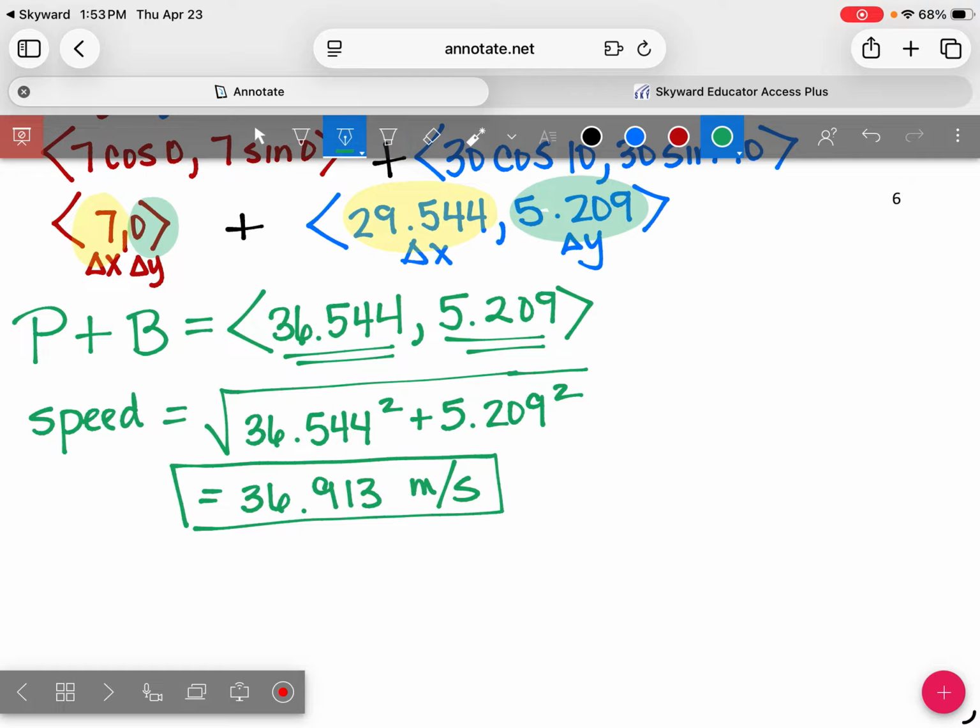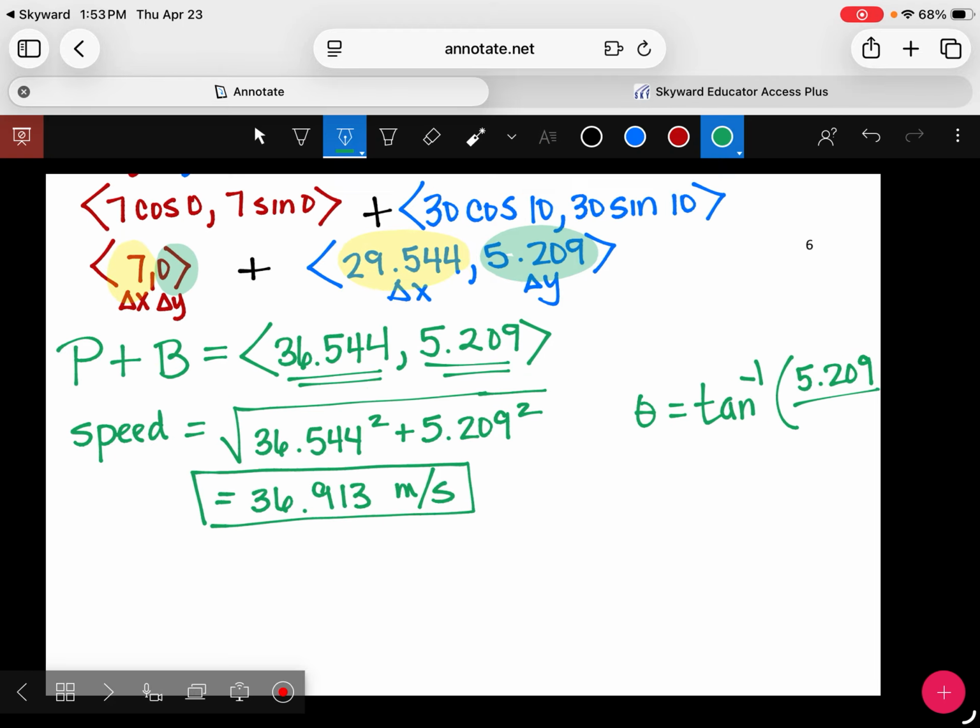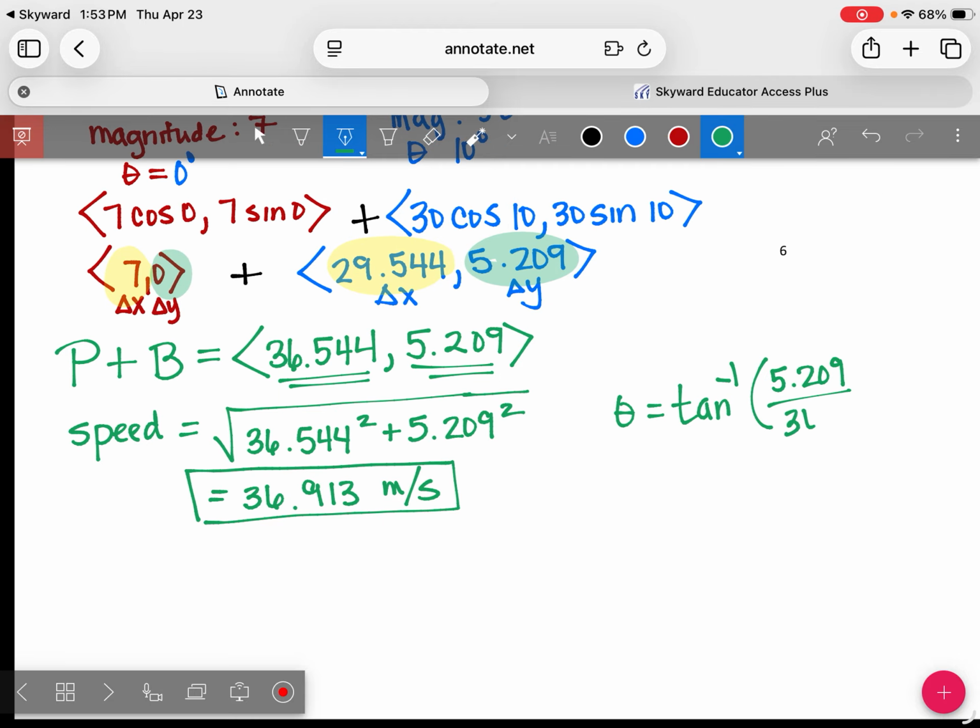So direction would be the inverse tangent of 5.209 over 36.544, and I got 8.112 degrees. Do I need to add anything? Is that between 0 and 90? Okay, I'm done. And that is my answer. That's what we're going to keep doing. These questions represent two vectors.